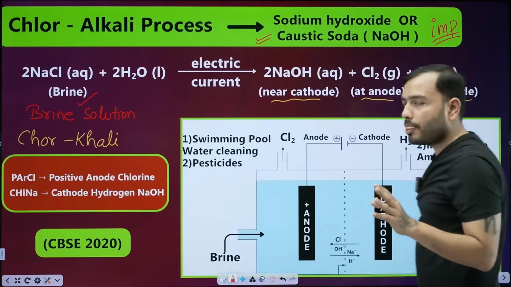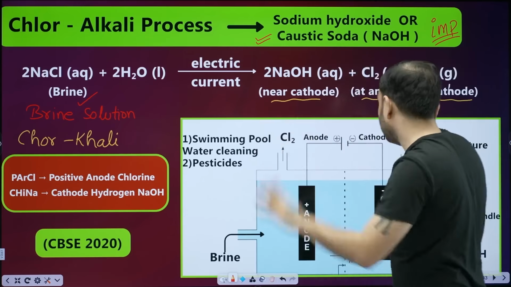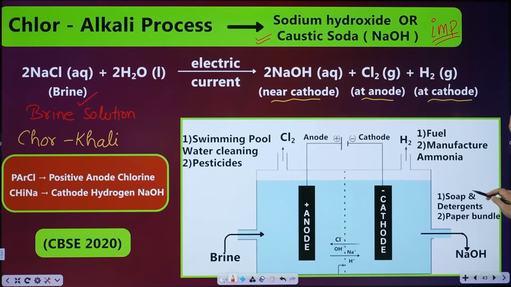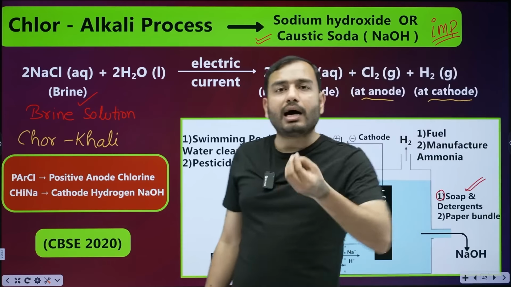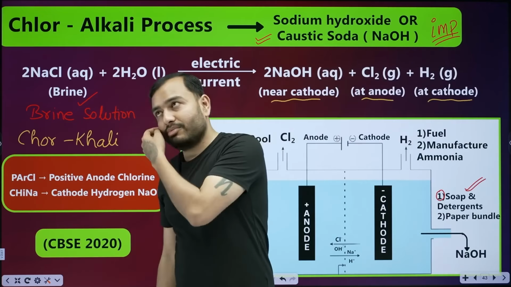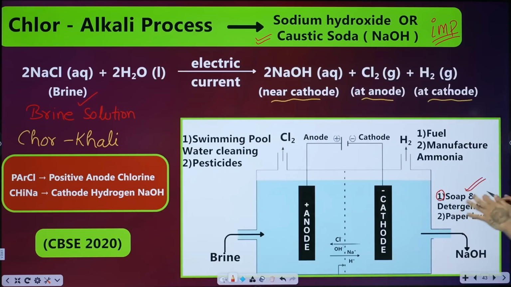Now let's look at the uses. First, let's read the use of NaOH. Caustic soda. NaOH, soda. First, it's used in making soap and detergent. Very important. Always remember, NaOH's biggest use is making soap. We will read this in the next chapter, carbon. NaOH's biggest use is making soap and detergent.